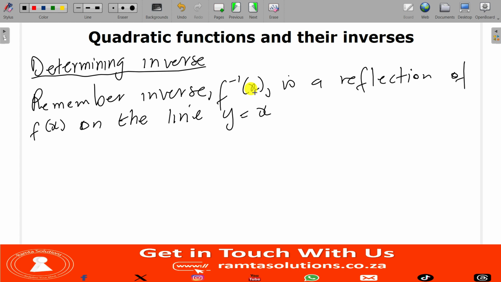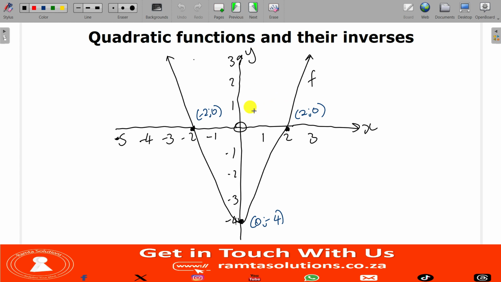So I'm going to go back to the graph that we had. I'm going to find the inverse graph of this function. Okay, so now check this out. This is point -2 and 0. When it changes, it's going to be 0 and -2. As you can see, 0 and -2. This is 2 and 0. When it changes, it's going to be point 0 and 2.